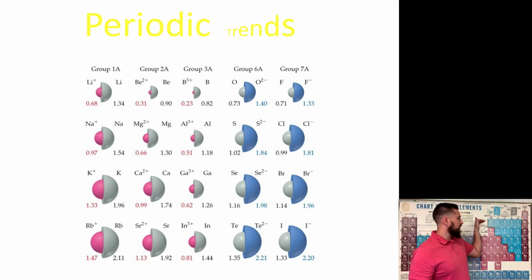And that means there's an increase in ionization energy, which is the energy to remove an electron. There's also an increase in electronegativity this way, which is the pull on shared electrons. So an increase in ionization energy, and an increase in electronegativity as well.